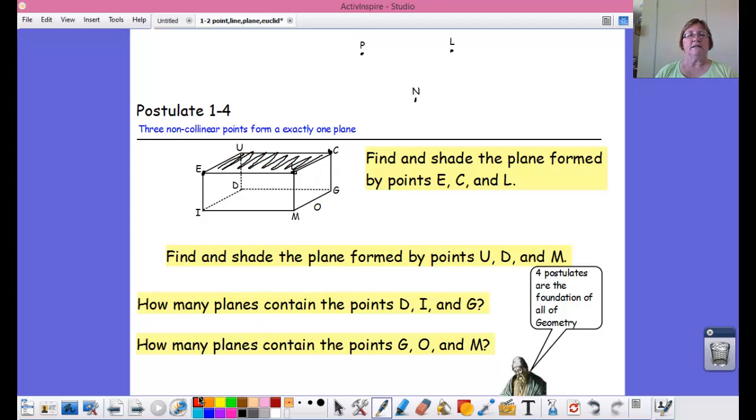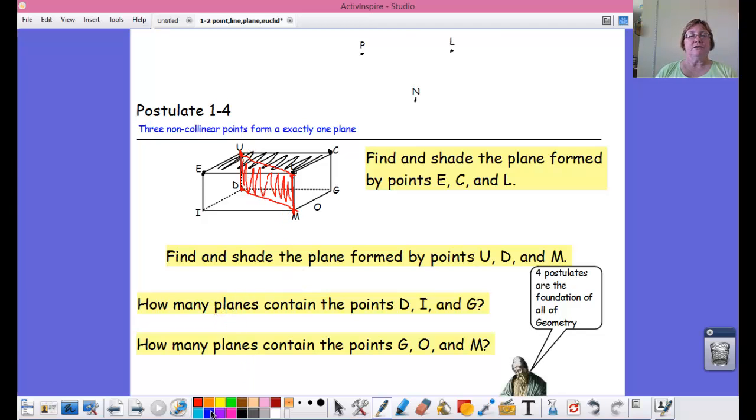The next activity asks us to find and shade the plane that's formed by points U, D, and M. Here's U and here's D. M is way over here. And folks, the plane that contains those points would also contain this point. And it crosses through the middle of that rectangular prism. I wouldn't say that that was a plane that's shown. However, it is formed by those 4 points.